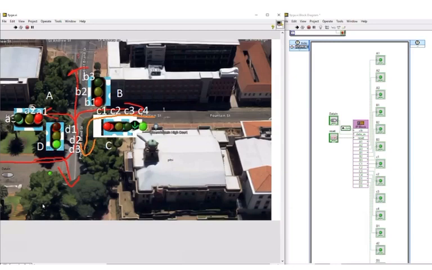On state number 8, D and C are green for 9 seconds, meaning D3 and C3 are equal to 1, and A1 and C1 are equal to 1. Then B2 is also equal to 1. Then the rest have to be off.